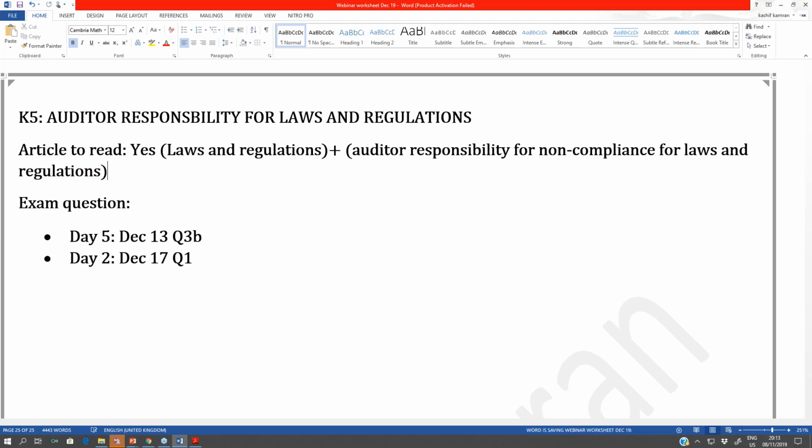Okay, this article was already recommended and already shared with you as the resources for day 1 and day 2. So two articles to read for laws and regulations, and then start practicing your questions from laws and regulations.